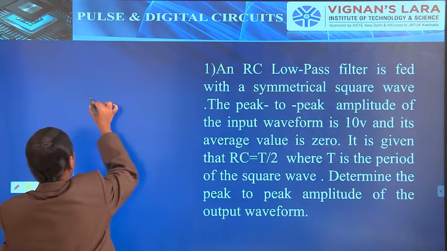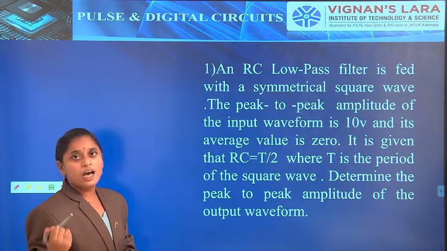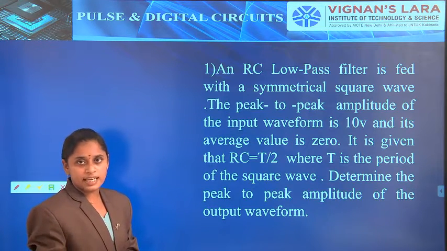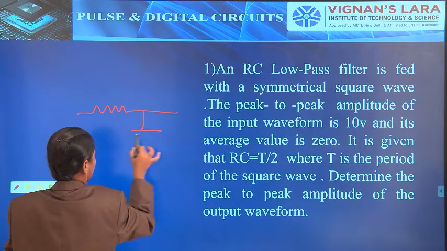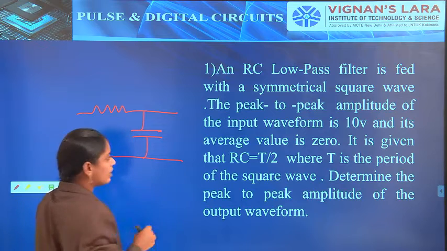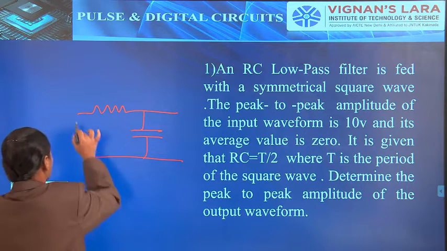And the low pass circuit is an RC circuit. That's why we have to give the input to the resistor and the output is taken across the capacitor. First of all, we have to understand the problem. Then only we have to solve the problem.